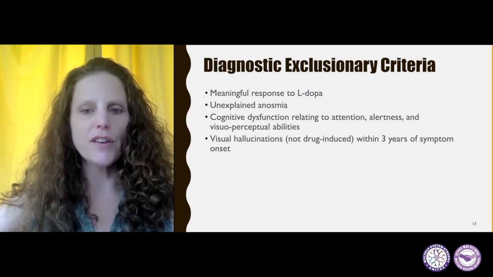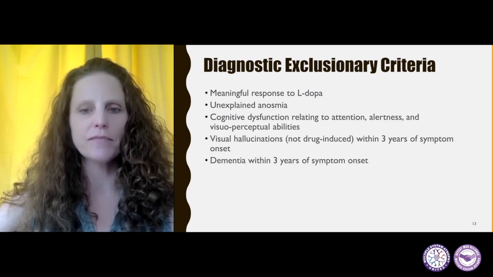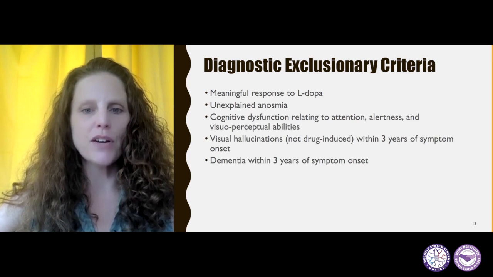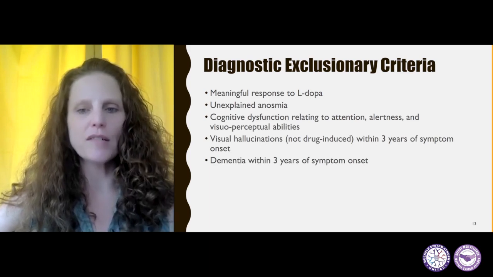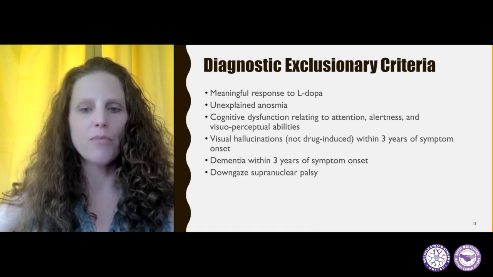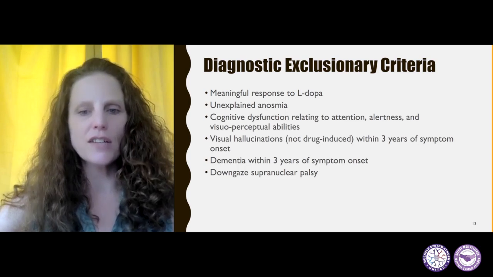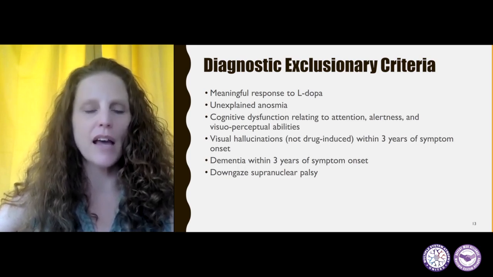Visual hallucinations that are not drug induced within 3 years of symptom onset. Patients with MSA generally do not experience hallucinations. Dementia within 3 years of symptom onset. Dementia is less commonly a feature of MSA than with other similar conditions. Down gaze supranuclear palsy, defined as an impaired voluntary vertical gaze, especially downward, with preservation of reflex vertical movements, also known as doll's eye maneuver. This is suggestive of a diagnosis of supranuclear palsy and not MSA.